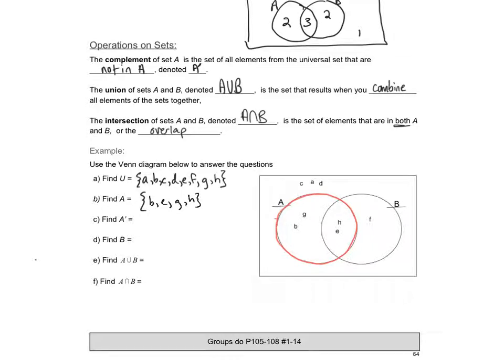Let's skip ahead to D, and we're going to come back to part C. For D, we're looking at identifying set B. So set B includes H, E, and F, which if we write it in order, would be E, F, H. So now for parts C, E, and F, I'm going to practice using set operations.